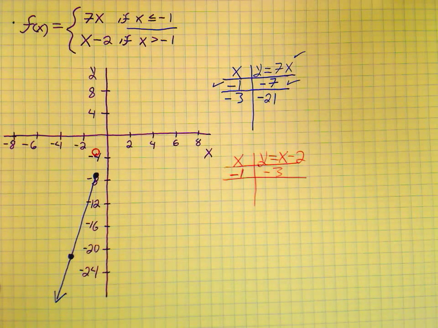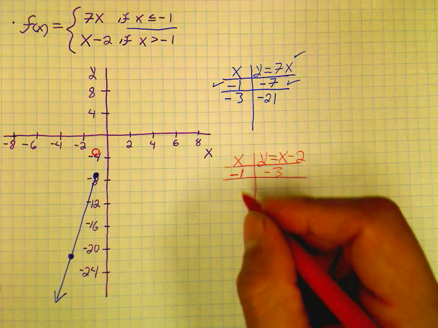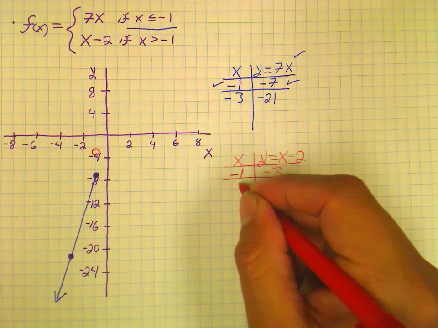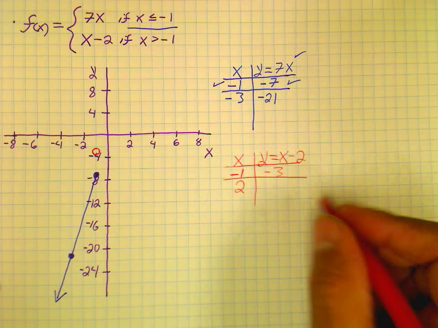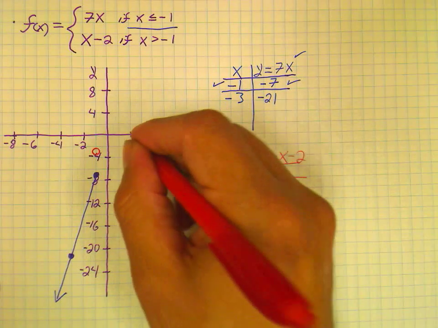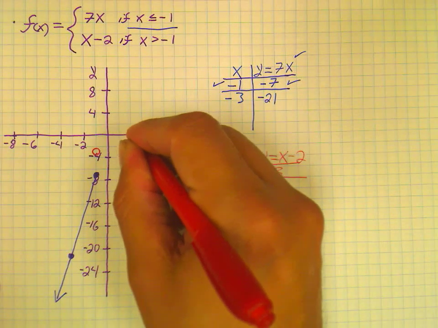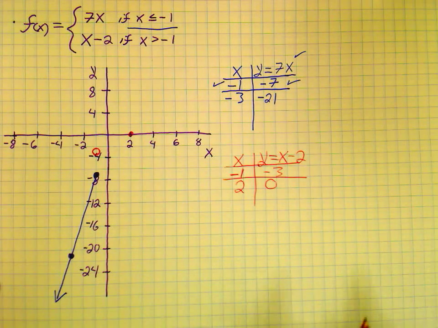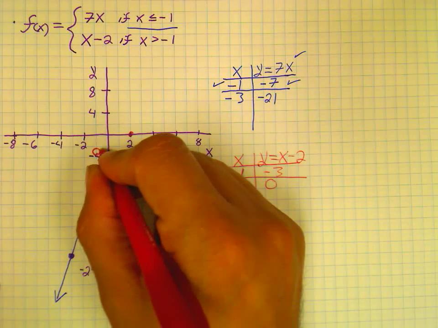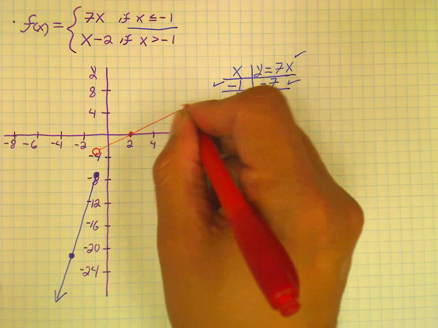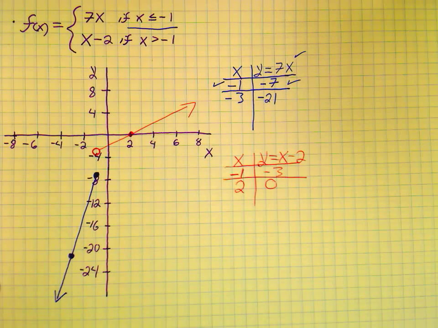Now I'm going to plug in any value larger than negative 1. In this case, I'm going to go ahead and plug in a 2, because I'm going to need 2 points to get a graph. And when I plug that in, 2 minus 2 is 0 for y. And I've got the point 2, 0. Notice I actually don't stop at that point, but just go through it. And that is my other piece of this piecewise function.